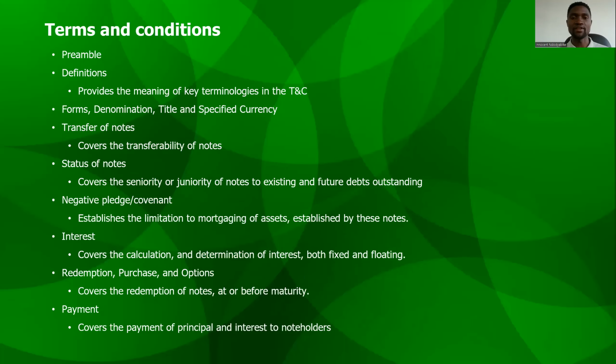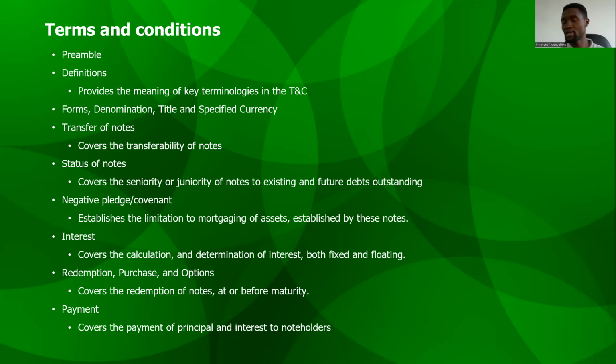So these are the terms and conditions, and I'll just read them through really. The first part is the preamble, which basically says what this bond is about, and then there are definitions of specific key terminologies in the terms and conditions, and then of course there is the form, denomination, title, and specific currency, which refers to what the currency is for any particular tranche, and specifically, for instance, in the first tranche, it is the Tanzanian shilling. In terms of denomination, it covers the minimum amount that you need to invest in this particular bond, plus how much in terms of multiples you need to be investing in. It's basically 10,000.